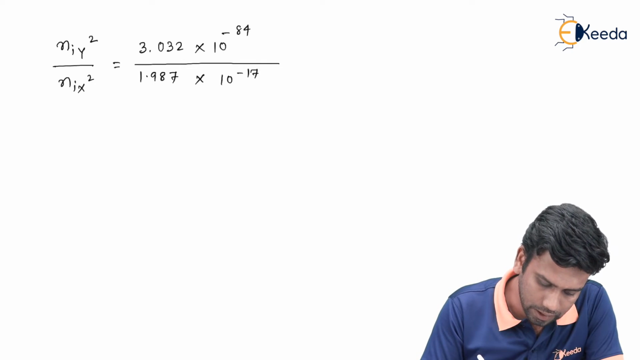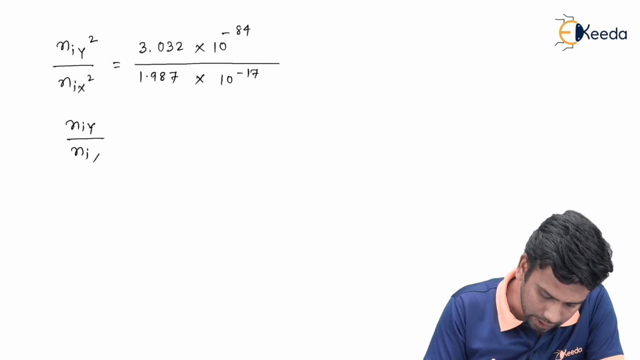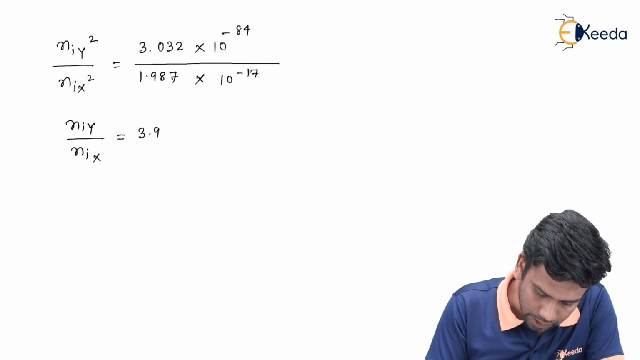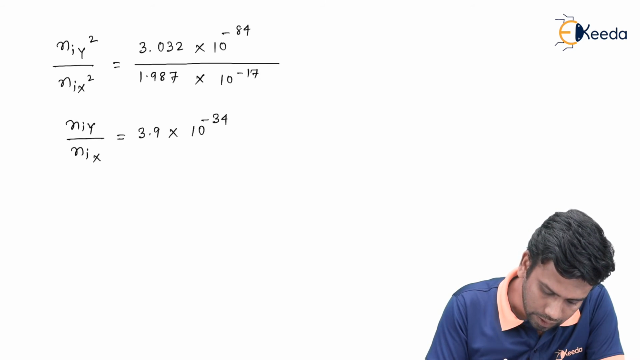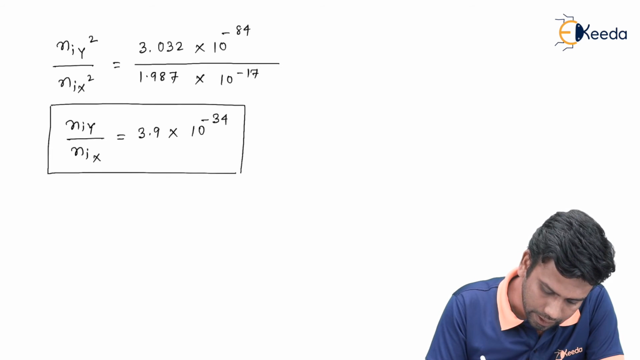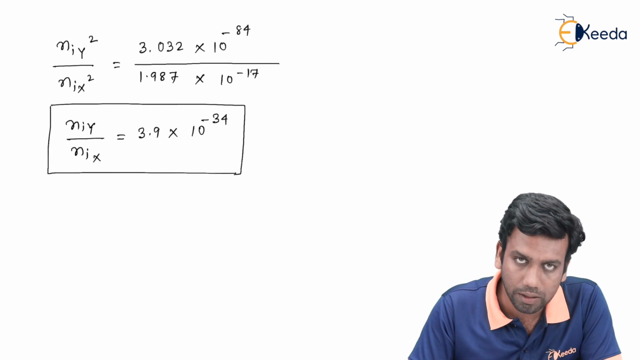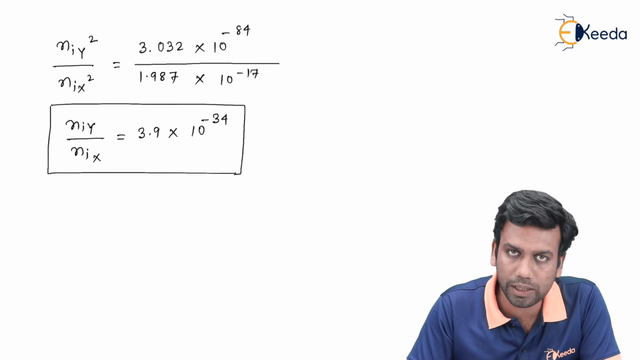So we can write, after doing the calculation, ni Y by ni X is equal to 3.9 into 10 to the power minus 34. So this is the ratio of the carrier concentration between the Y material and the X material. So this is all about the numerical. Thank you.